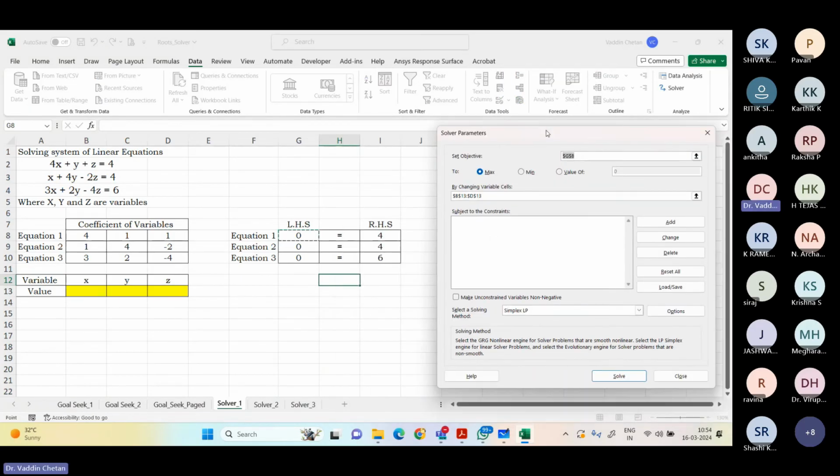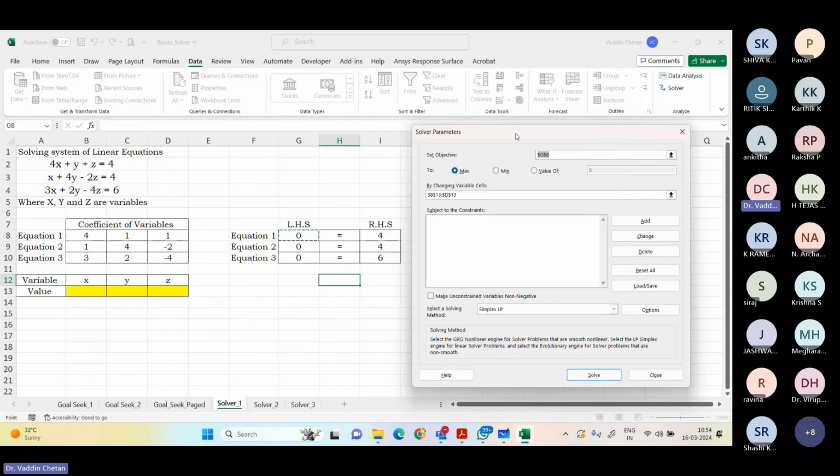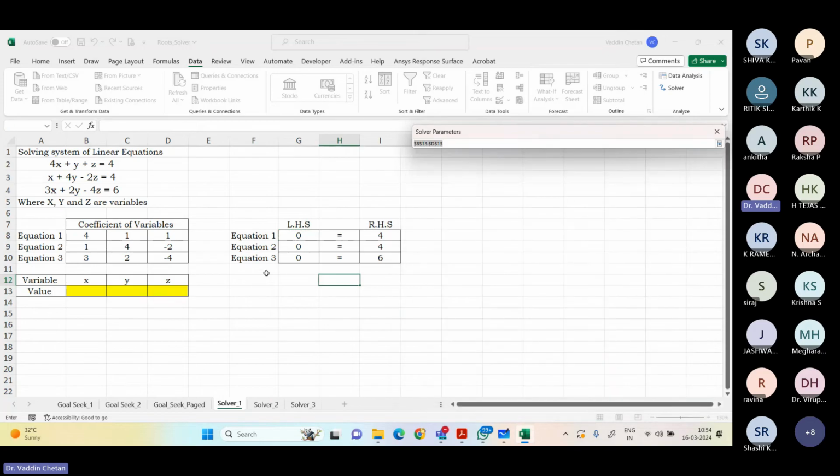So here you need to set some solver parameters, and the set objective which I am setting to be, blindly, the first cell, that is G7, G8 I am setting it. By changing the variable means which are the variables you need to alter. These three are the variables which I need to alter. All three values go on changing, and it should arrive at one value.